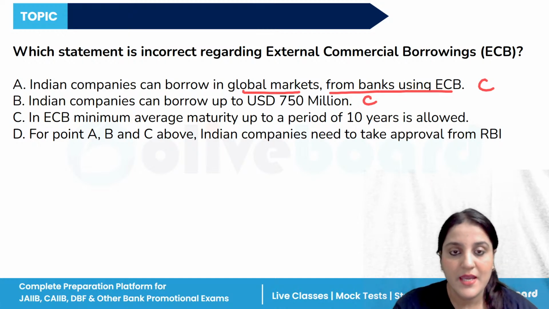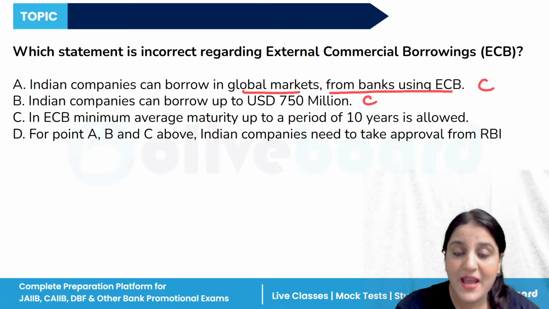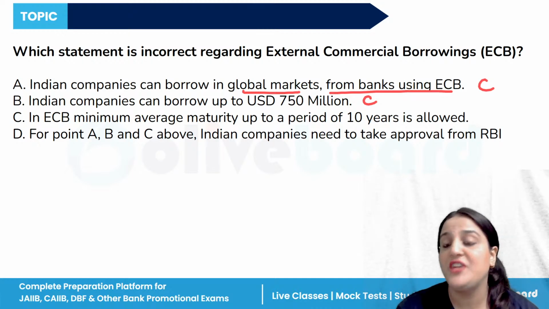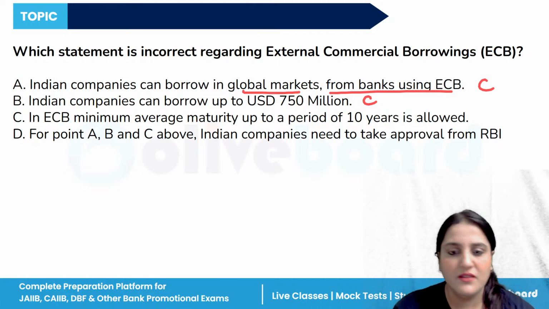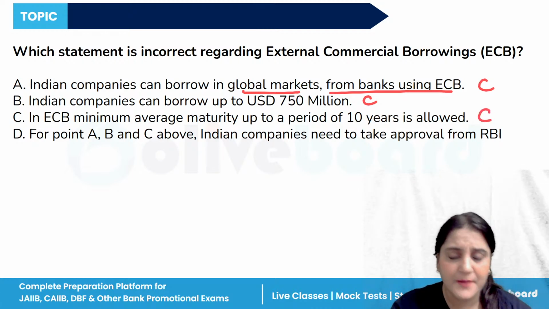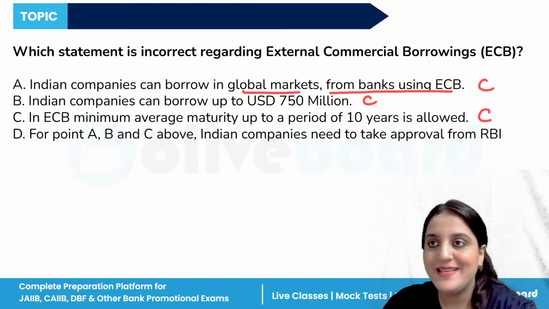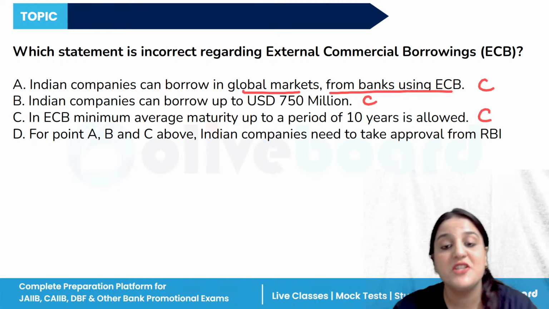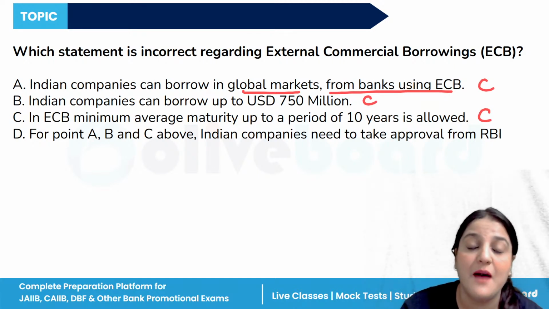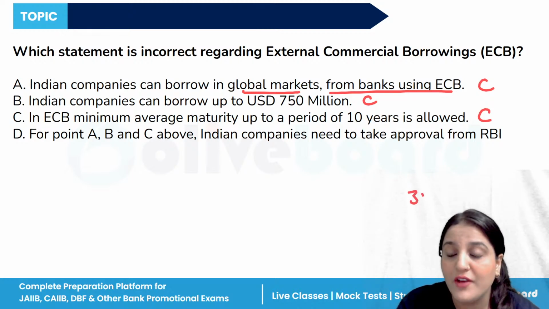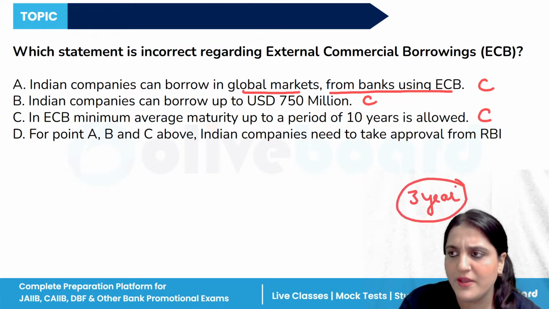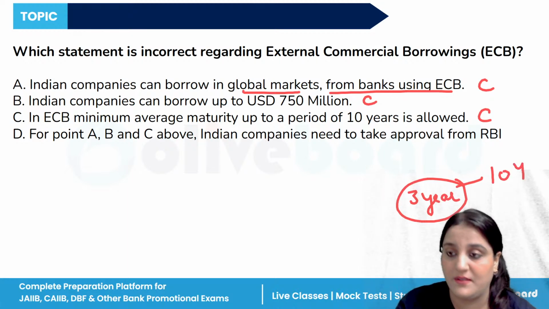The third option says that in ECB, a minimum average maturity up to a period of 10 years is allowed. This statement is also correct. Why? Because ECBs are basically subject to maturity requirements, with a minimum average maturity of 3 years for certain borrowings and up to 10 years in some cases.